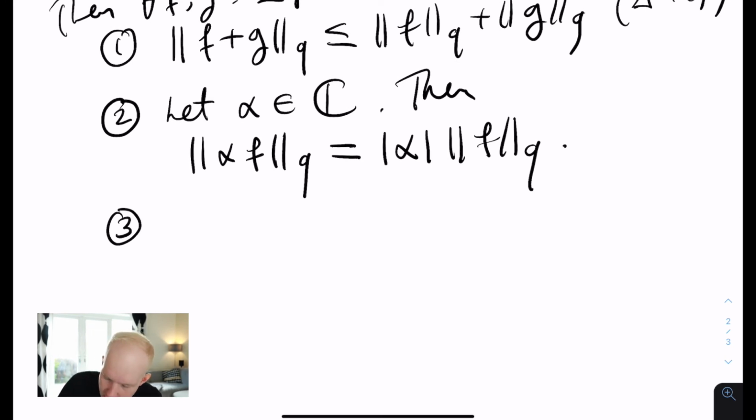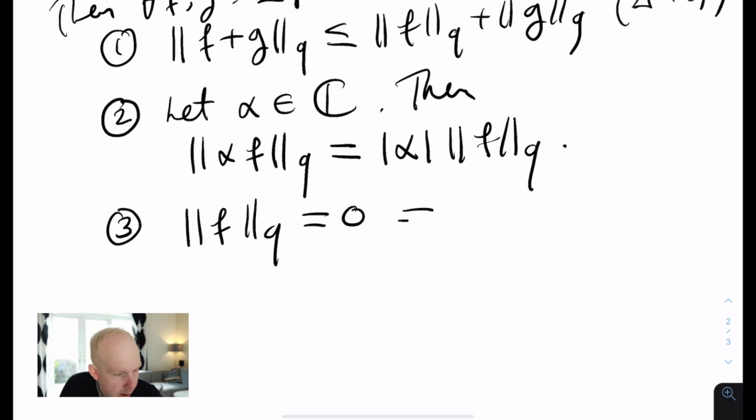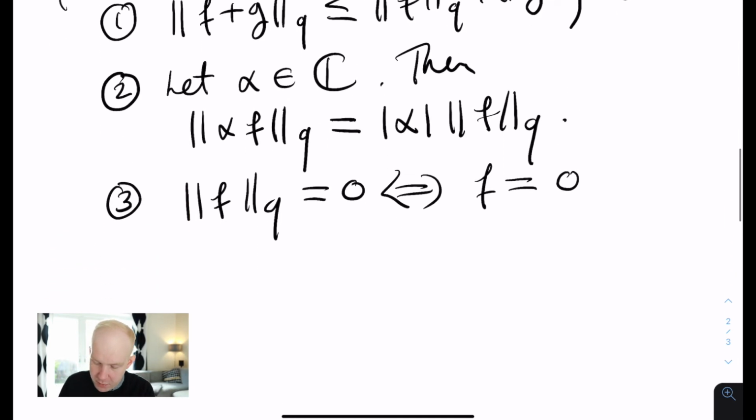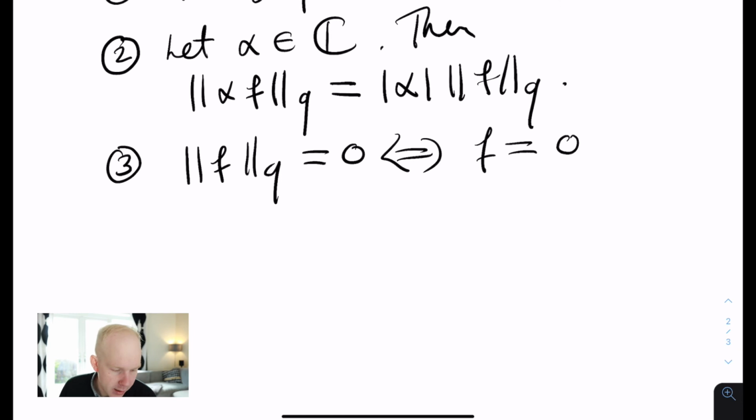And the third thing is the definiteness property, that the q norm of f is 0 if and only if f is equal to 0. So it's just 0 at those points, because you're summing non-negative numbers. When a non-negative sum is 0, and it's a finite sum, each term is equal to 0. And in the literature you can then say that this is a normed space.